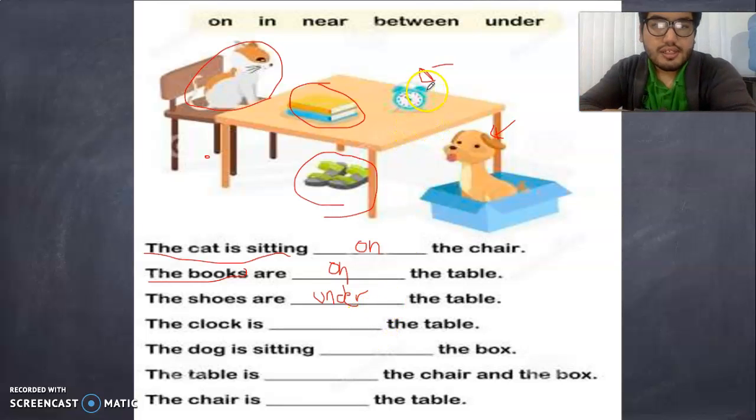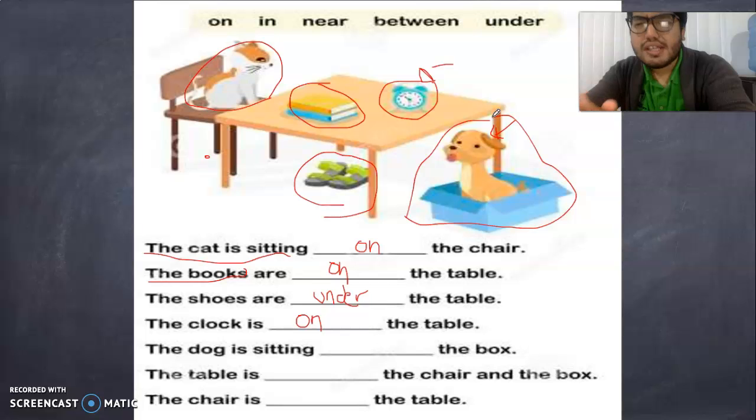The clock is, here is a clock, on the table. You know this one because it's like the books. The clock is on the table. The dog is sitting. We have the dog here, and he is inside, I think, right? So if the dog is inside, what do we put? On? No, we say in the box.